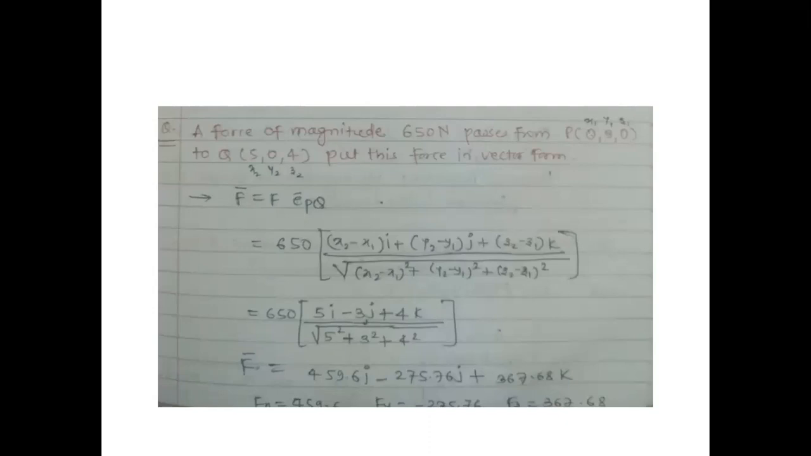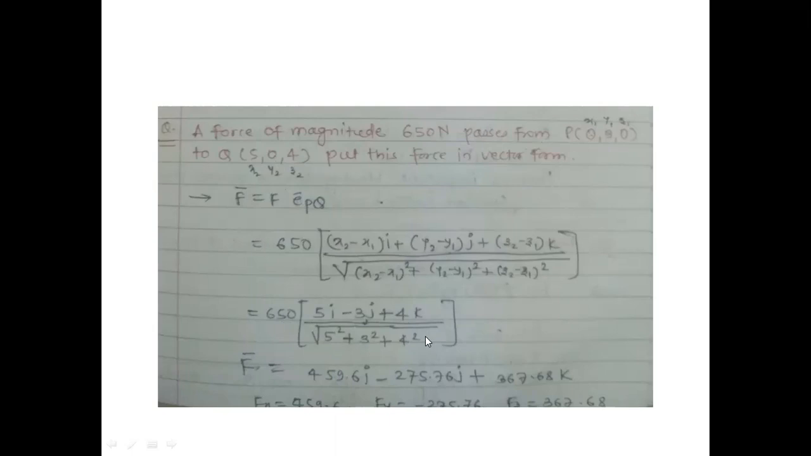For x2 minus x1, since PQ is the direction, Q's coordinate will be x2 and P's will be the first or starting one. So 5 minus 0, then y2 is 0, 0 minus 3, then z2 is 4, 4 minus 0. So 5 minus 0 gives positive 5, 0 minus 3 gives negative 3, and 4 minus 0 gives positive 4. Divided by the square root of 5 square, negative 3 square which is positive 9, and 4 square.